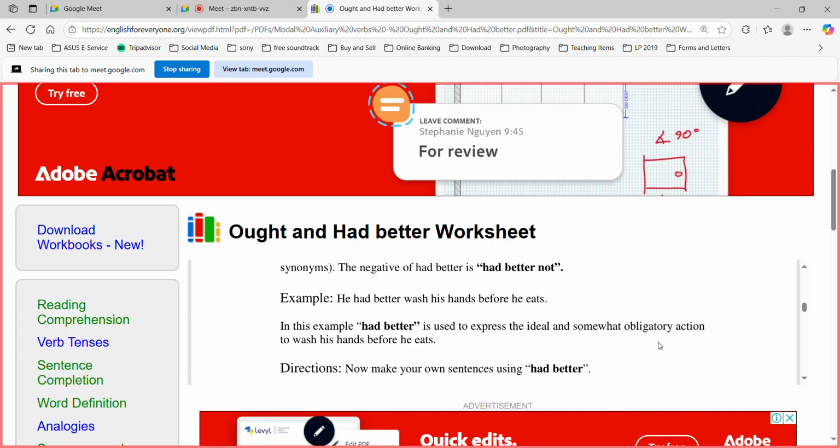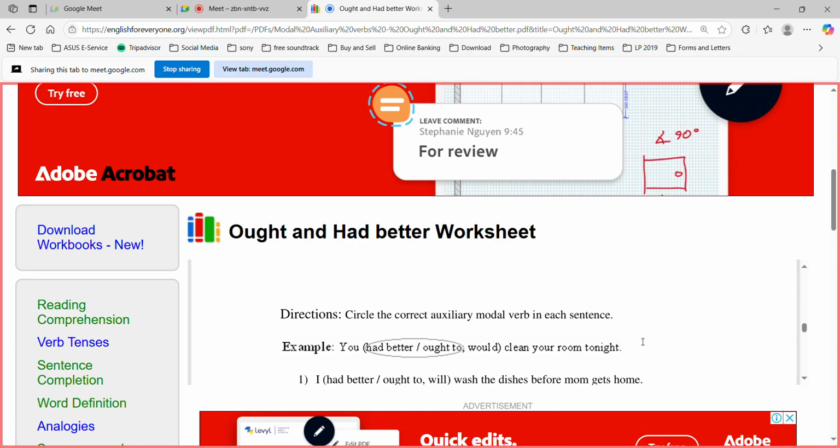So I will repeat again. Ought to is the same as should, but with an obligatory tone, a firm tone. And had better is used to express the ideal and somewhat obligatory action, to make it better or to remind someone of something that you must do. I hope it is crystal clear for you.